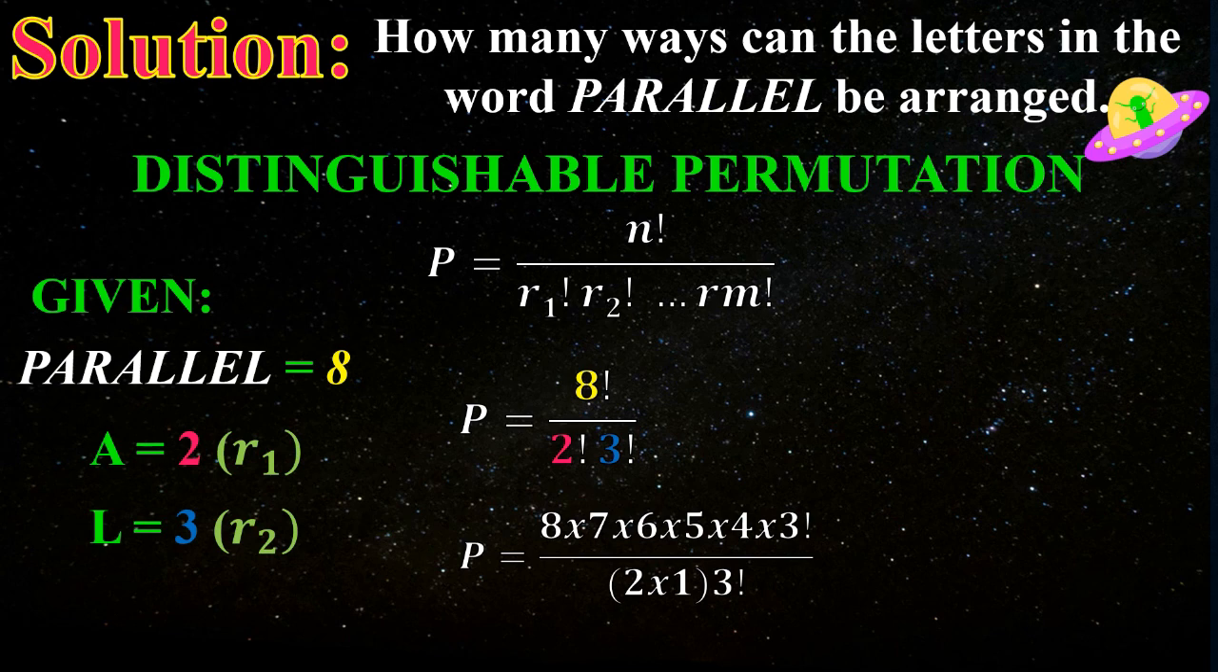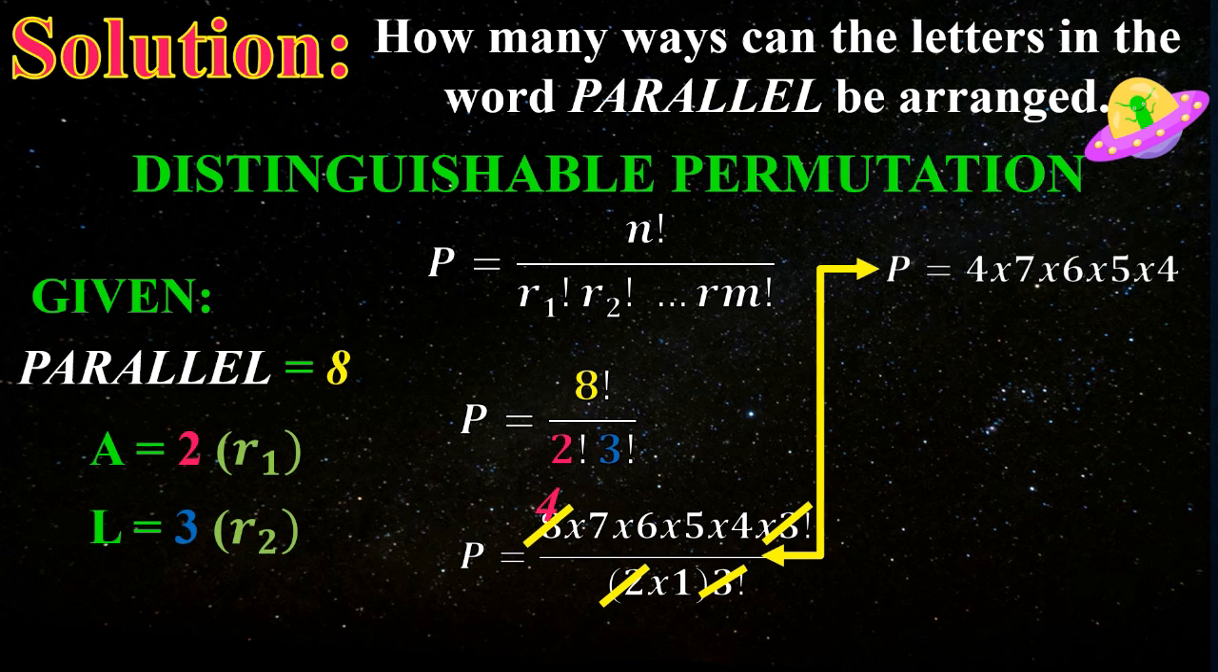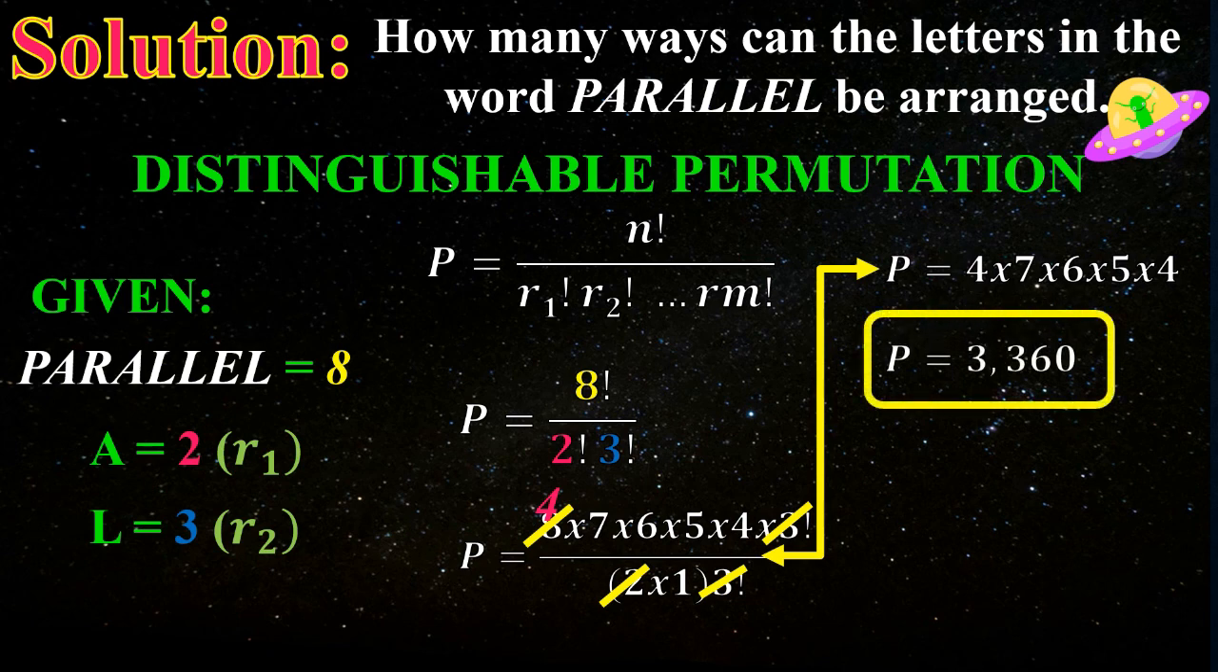Expand 8 factorial up to 3 factorial because the highest denominator we have is 3 factorial. Then we can now divide 3 factorial by 3 factorial. And 8 divided by 2 will give us 4. Then copy all the numbers remaining. We have 4, 7, 6, 5, and 4. And then multiply, we have 3,360.